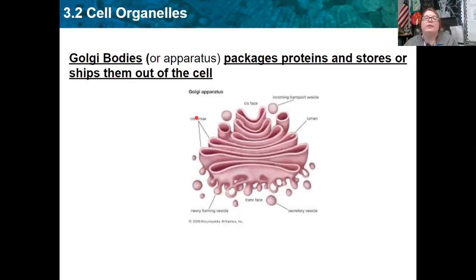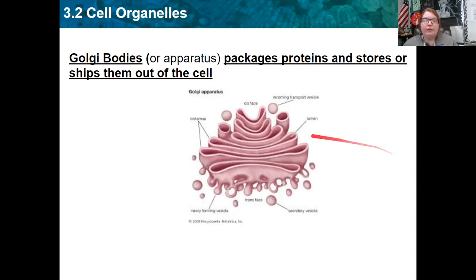So Golgi bodies, or the Golgi apparatus, you are going to hear it both ways. It just depends on the book and the teacher which term you're going to hear. So they package proteins and store or ship them out of a cell. It's going to receive the things that are made by the ribosomes and the endoplasmic reticulum.